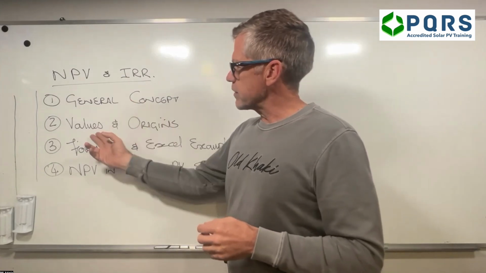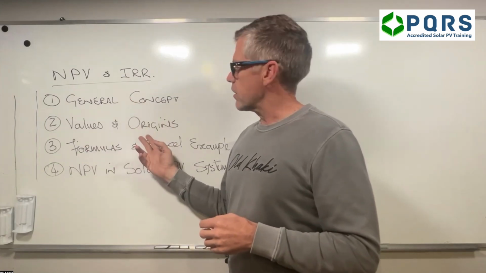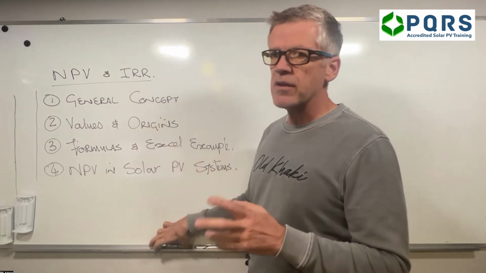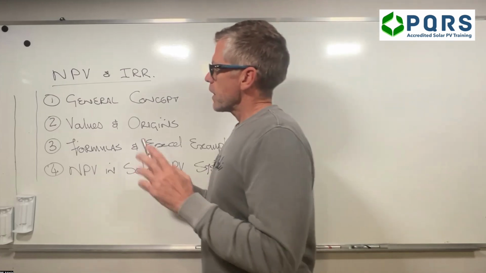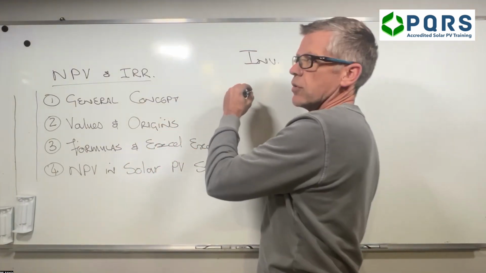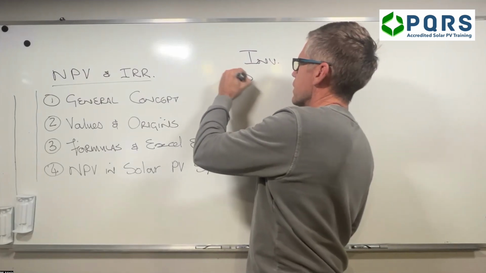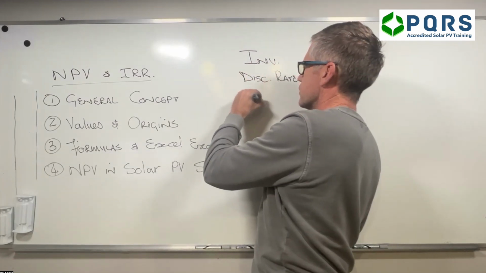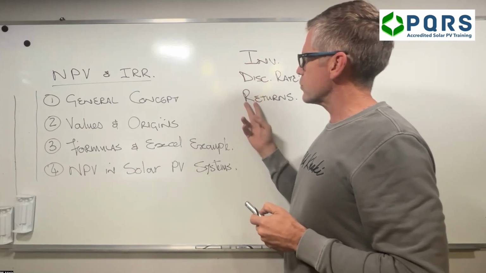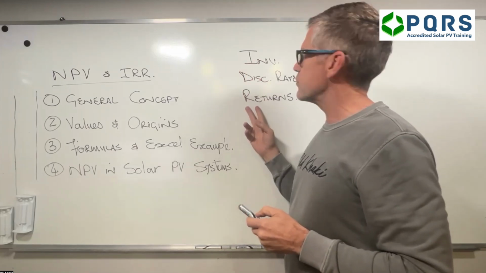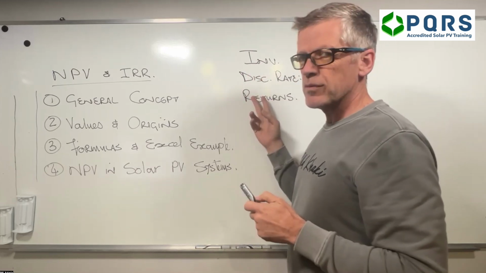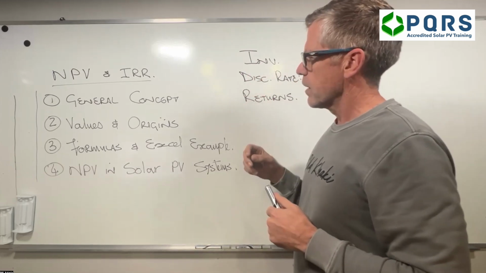So general concepts, then we're going to have a look at values and origins. In the net present value conversation, you have an investment amount, you have a discount rate, and then you have the returns. You have three basic values, and we want to have a look at where these values come from, how we determine them, and who's responsible for identifying what they are.